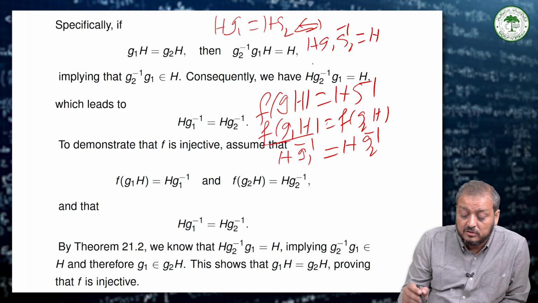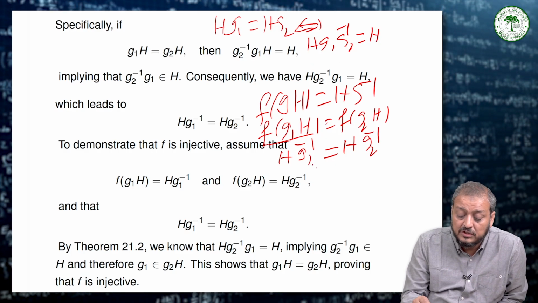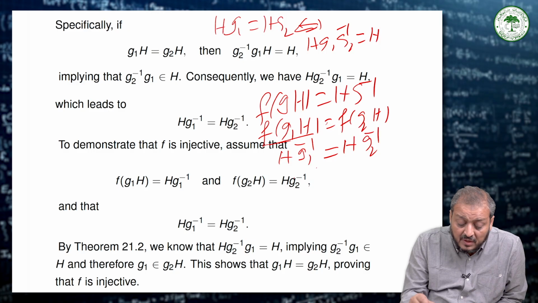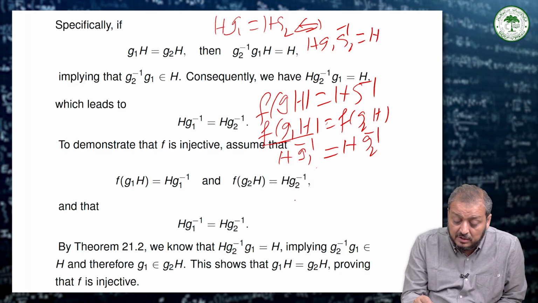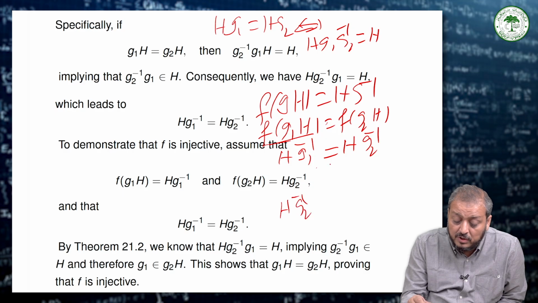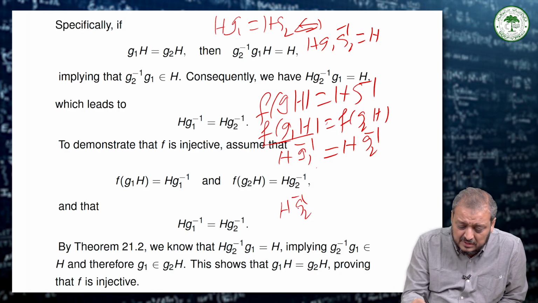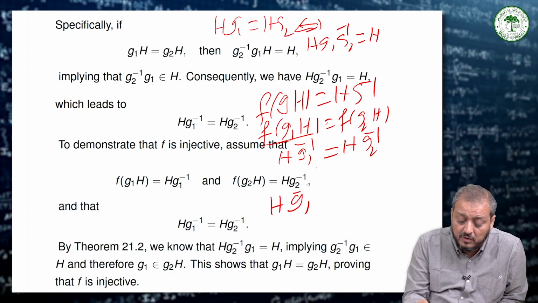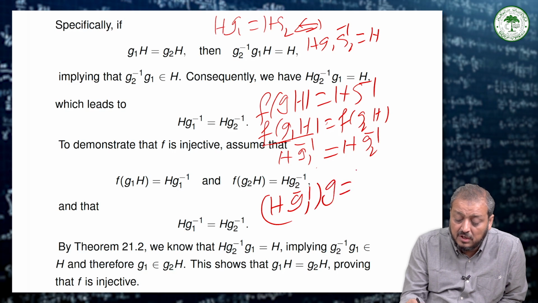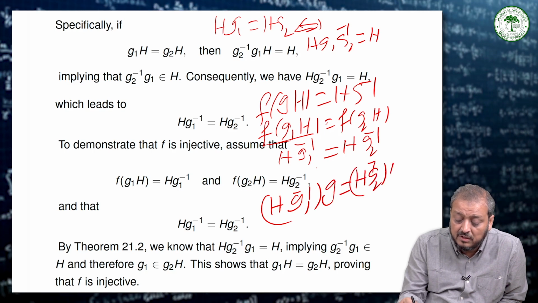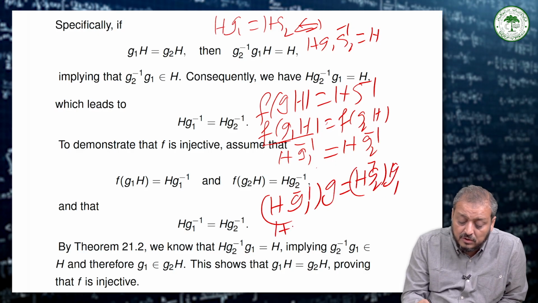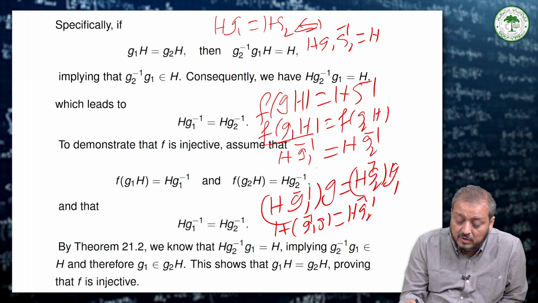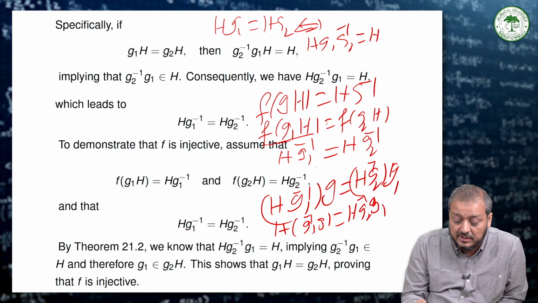And then if H of G1 inverse and H of G2 inverse are the same, then by this theorem we can write H of G1 inverse multiplied by G is equal to H of G2 inverse and G1. And this is H of G1 inverse G is equal to H of G2 inverse and G1. And now we just say that this is identity.